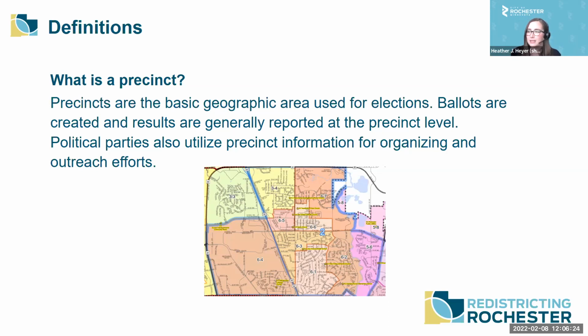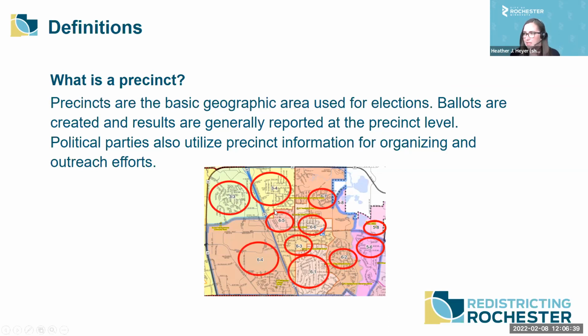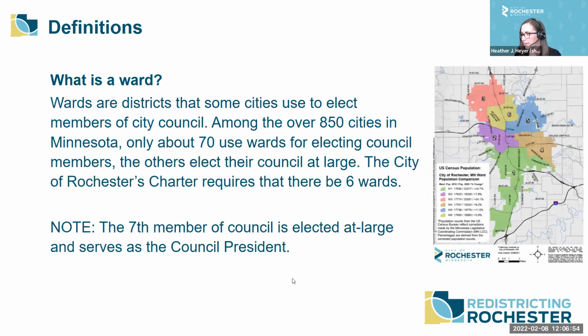It is an administrative function, but it is also utilized by political parties for gathering information, organizing, and some outreach efforts as well. And then I'm just going to click here. On this map, these red circles just appeared to show you that the first number in this series is a 6, so that means it's Ward 6 and then Precinct 4. That's how we're organized in Rochester. And then I'm going to move into the next.